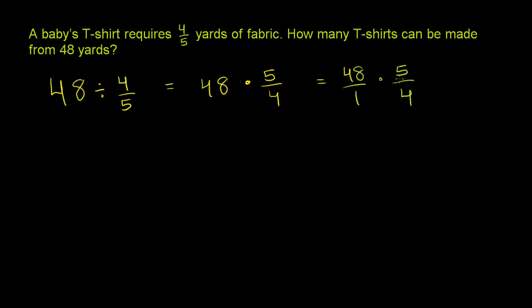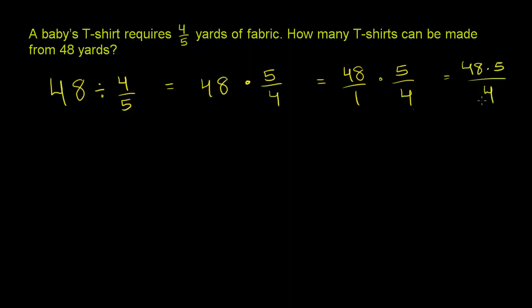Now, we could just multiply it out at this point, figure out what 48 times 5 is, and that'll be over 4. But that'll get big numbers, and it'll be hard to divide and all that. But we could divide at this stage right here. We could divide the numerator and the denominator by 4. Or we could say, look, this is going to be equal to 48 times 5, whatever that is, over 4.